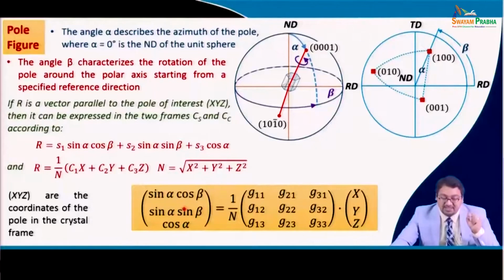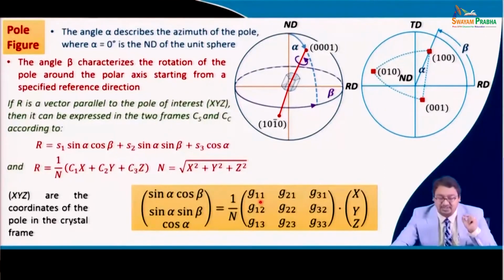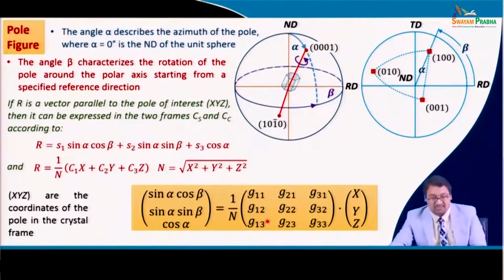Writing this out, sin alpha cos beta, sin alpha sin beta, cos alpha, which is Cs, the sample reference system, is equal to Cc, which is 1 by n times x, y and z, times G inverse. So it is the inverse of the orientation matrix. This becomes G11, G21, G31, G12, G22, G32, G13, G23, G33. So the orientation matrix is here in inverse. Instead of G11, G12, G13 like this, it is G11, G21, G31. Just remember this.